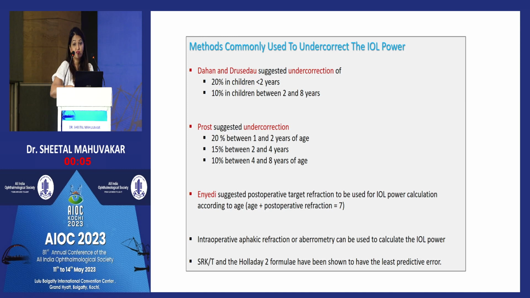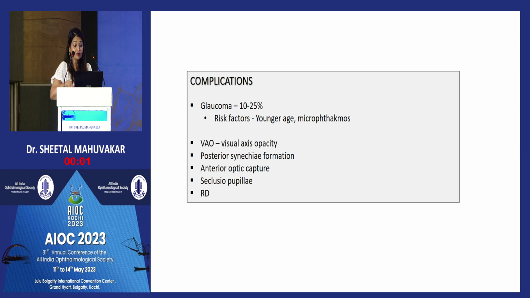By a lot of studies, they found that the SRK II and Holladay 2 formulas work best for children. Now, there could be a lot of complications which can happen with pediatric cataract surgeries, like glaucoma.